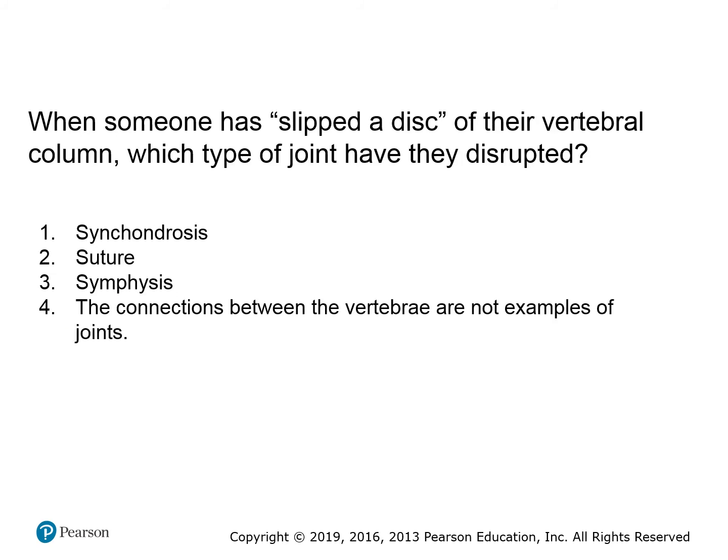Last one, and it's a tough one. When someone has slipped a disc of the vertebral column, which type of joint have they disrupted? Would that be a synchondrosis, a suture, a symphysis, or the connections between the vertebrae that are not examples of joints? A symphysis. Absolutely correct.